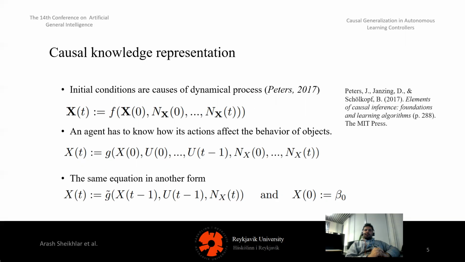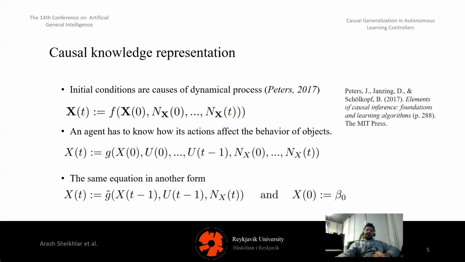A causal model in a dynamical environment can be written in the way the first equation is written here. In the first equation, X is a set of variables that describe a process. X0 is the initial condition of that process. And this equation means that if you know the initial conditions and the physical laws governing an environment, you can predict what will happen after t time steps in that environment.